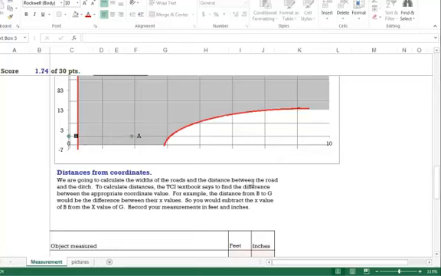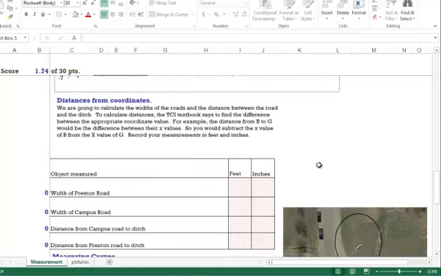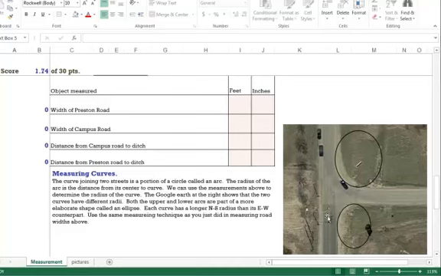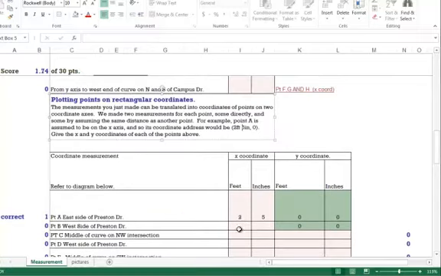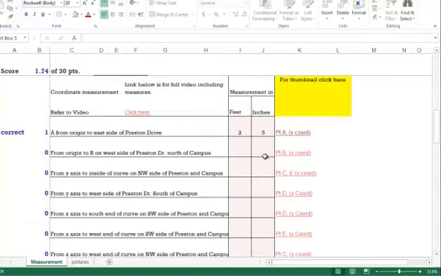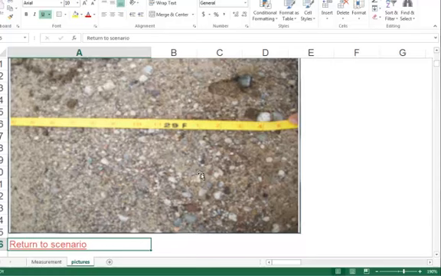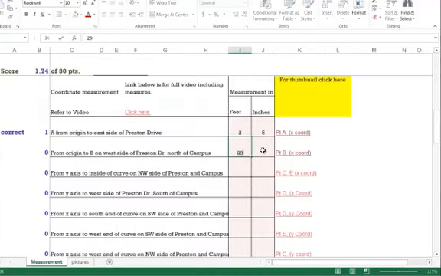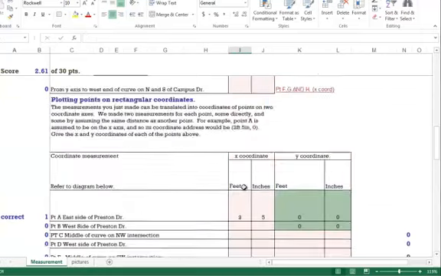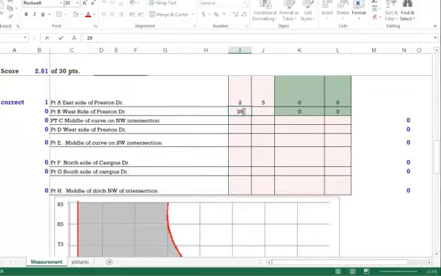Now, find the distance between points. To find the width of Preston Road here, we need to get the other measurement, which is the measurement for point B. So let's go up here and let's do B just so that you can see the picture. And if you notice here, it's right at 29 feet, looks like about 1 inch. So we put in 29 feet 1 inch here, and we have to put it here also, 29 feet 1 inch.